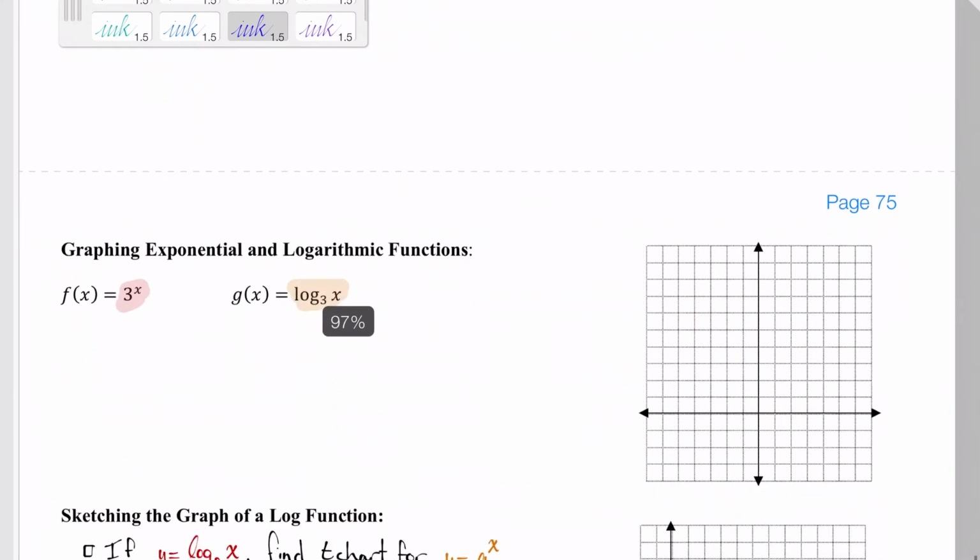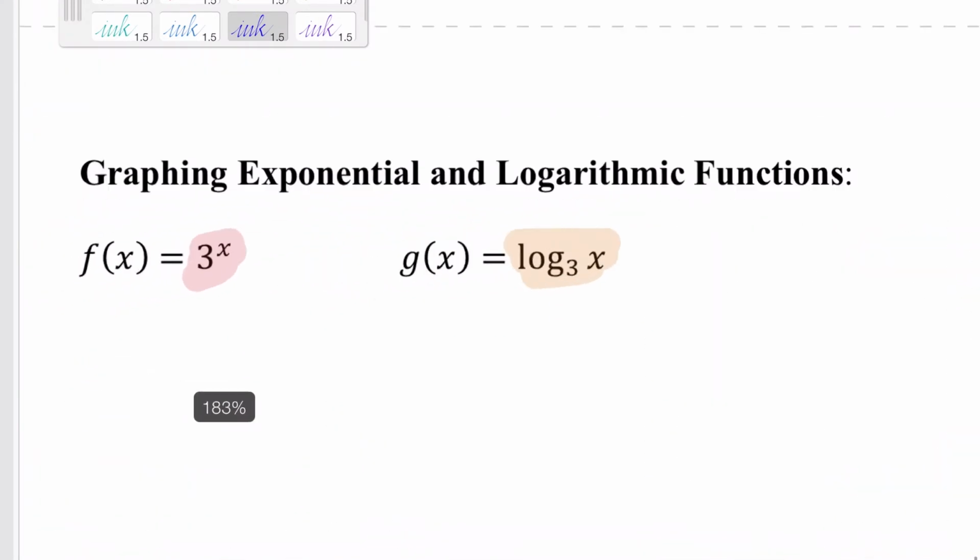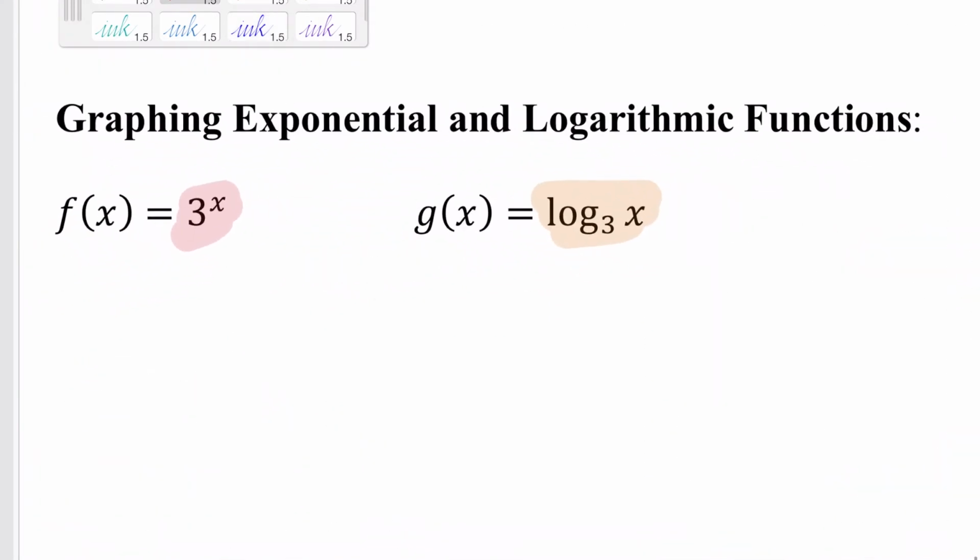Next thing we're going to do is look at graphing these. So when I graph, I like to keep in mind that 3 to the power of x and the log base 3 of x are inverses of each other. Something great about inverses is that I know how to graph 3 to the x. I can use this t-chart every time.